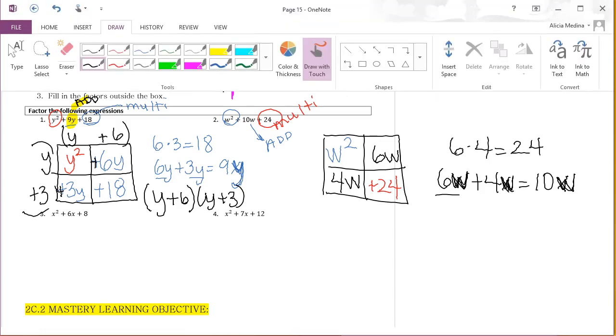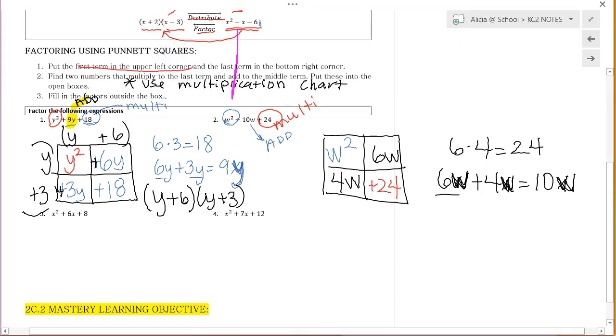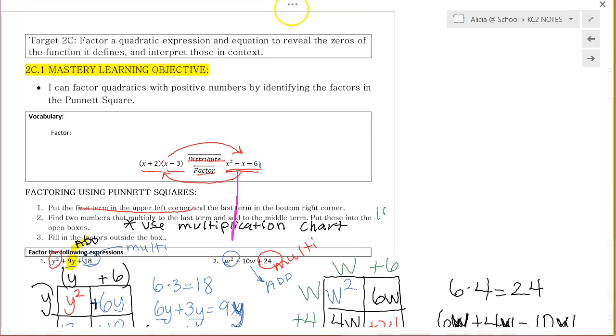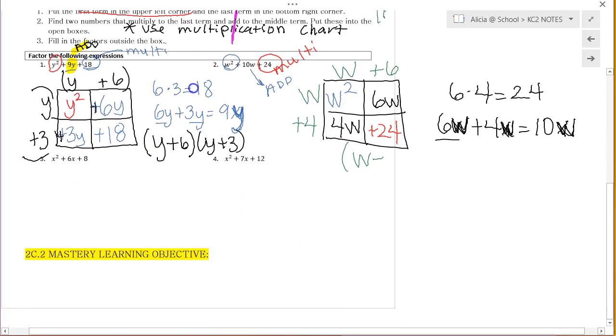And now we need to go ahead and figure out what the outsides are going to be. Well, we get a w squared by multiplying w times w. 6w, we need a w times a positive 6. W times a positive 4 is a positive 4w, and the last box, 4 times 6 is 24. So our binomials here are going to be w plus 6 and w plus 4.